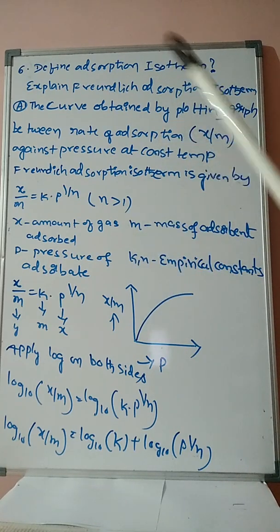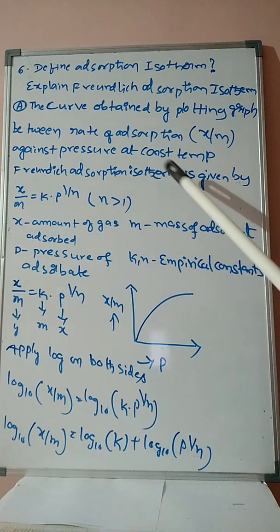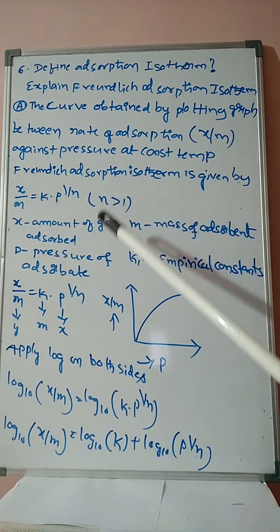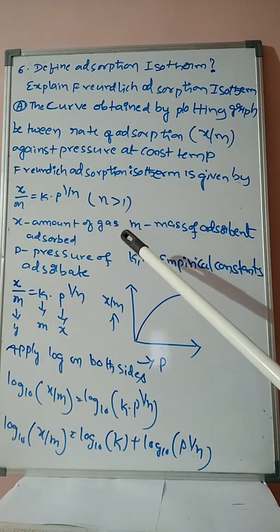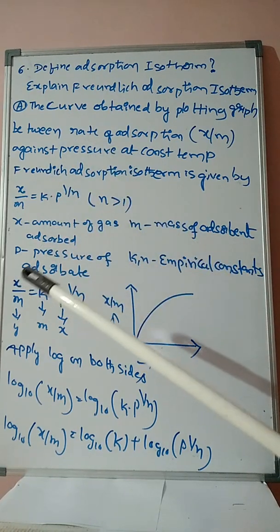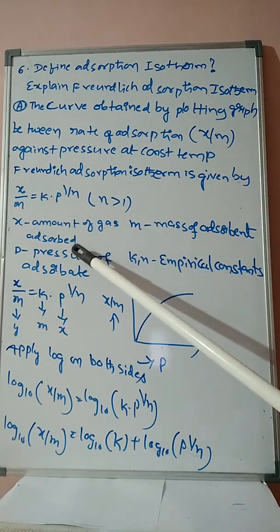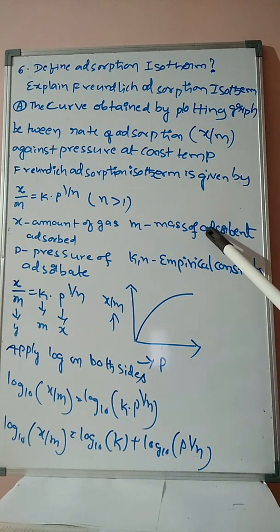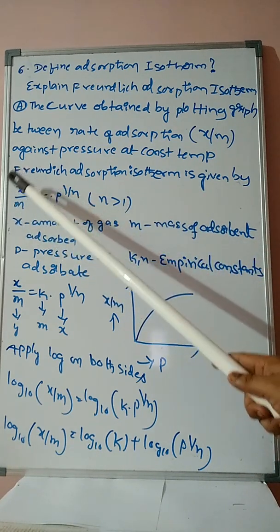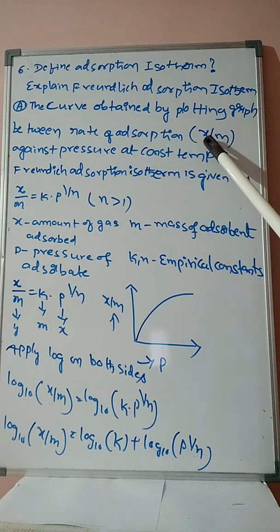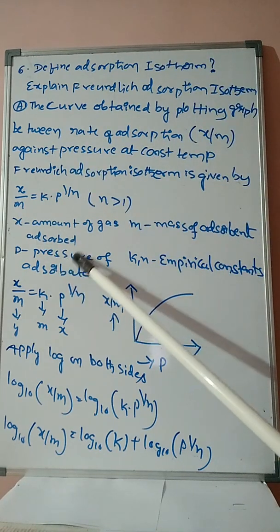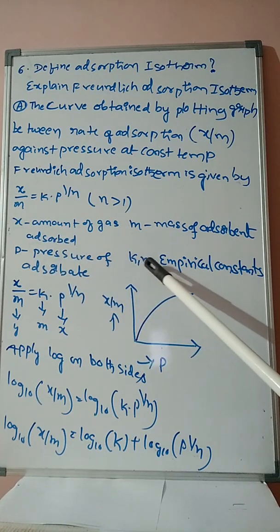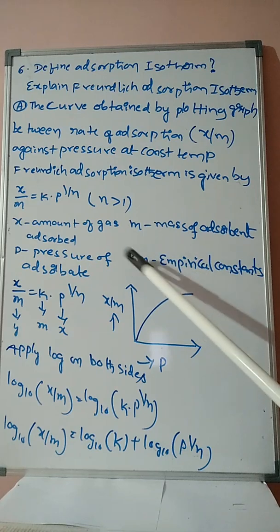The Freundlich adsorption isotherm is given by x by m equal to k into p to the power of 1 by n, where n is greater than 1. x is amount of gas adsorbed, m is mass of adsorbent which provides surface area, x by m is known as rate of adsorption, p is known as pressure of adsorbate, k comma n are empirical constants.